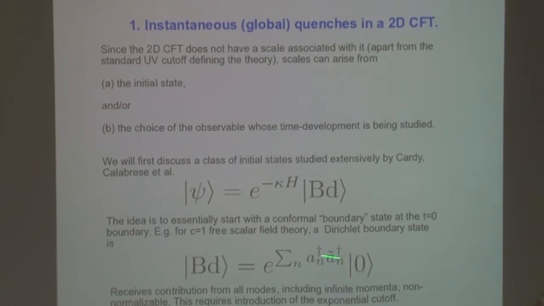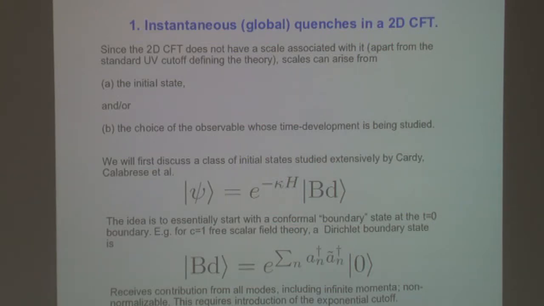As you can see, there is no damping factor for the various modes, and all modes, where this n is the momentum label, are summed over all possible momentum modes. If you compute the norm of this boundary state, you can immediately see that it's infinity. So somehow you have to damp out the UV modes, the UV momenta coming from here.